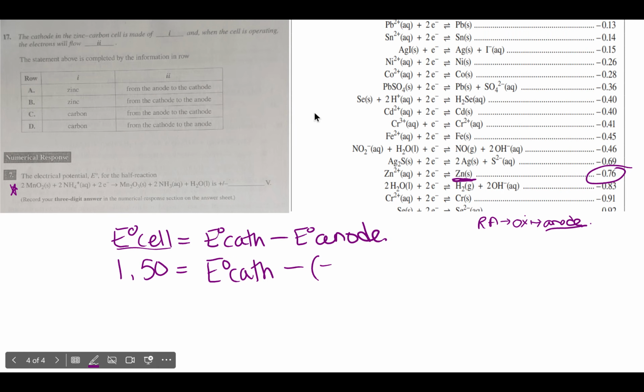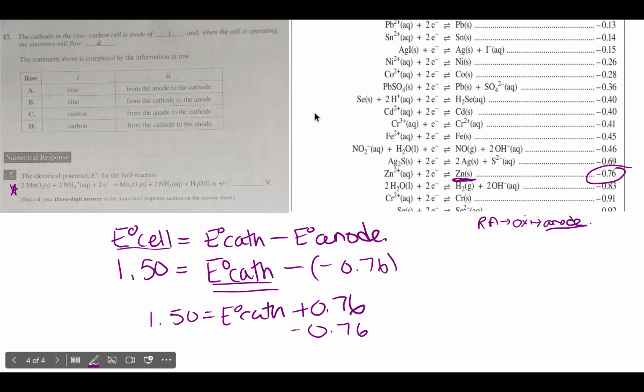So negative 0.76. So now you're just solving for the cathode. So if you do need help with this, we are just going to remember that a negative times a negative is a positive. So we can drop the brackets and change the sign. And then you can move the 0.76 to the opposite side by subtracting it. So we'll get here that your cell potential is 0.74.